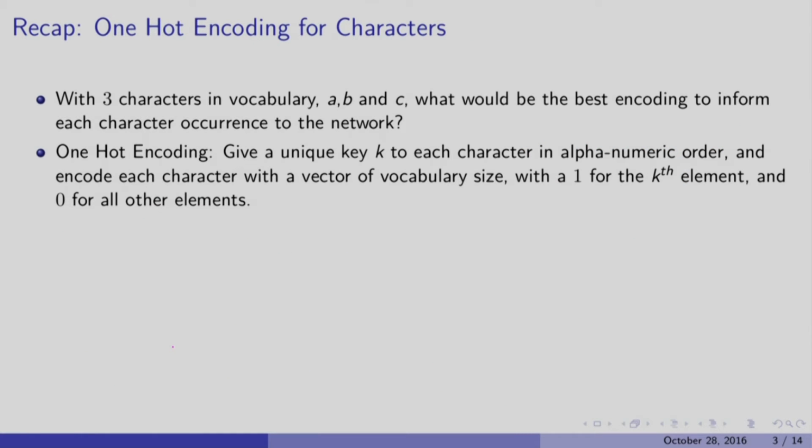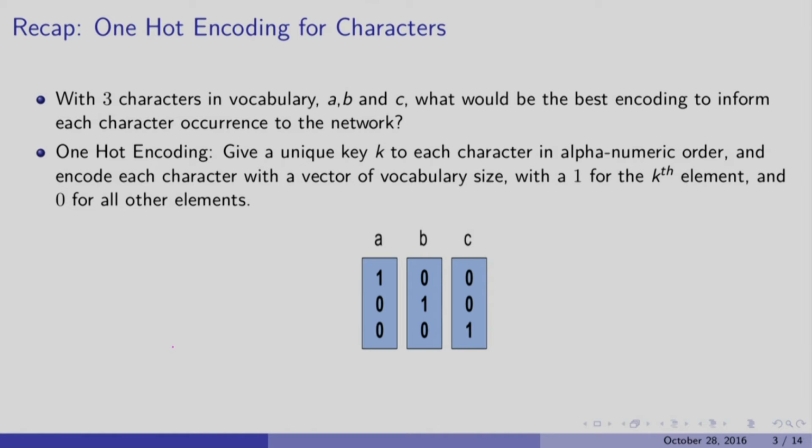We will try and build upon the one hot encoding for characters that we had discussed in the context of recurrent neural networks and LSTMs. With 3 characters in the vocabulary, we had discussed one possible encoding to inform the network of each character occurrence, the one hot encoding, where we give a unique key k to each character in alphanumeric order and encode each character with a vector of vocabulary size. So there was just one for the element that was actually present. With 3 characters, this is how you would have one hot encoding.